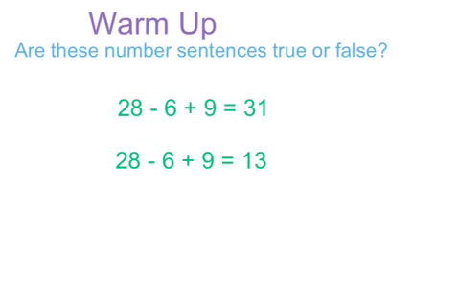So, for a warm-up, I want you to look at these number sentences and state whether they're true or false. So the first one, 28 minus 6 plus 9 equals 31. And then the second one is 28 minus 6 plus 9 equals 13. Are these number sentences true, or are they false? At this point, you can pause the video and figure out which one of these is true and which one of these is false.